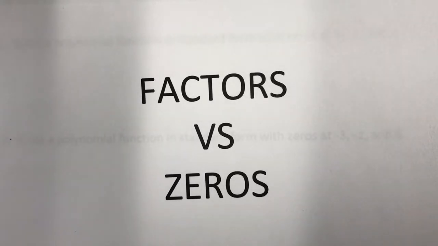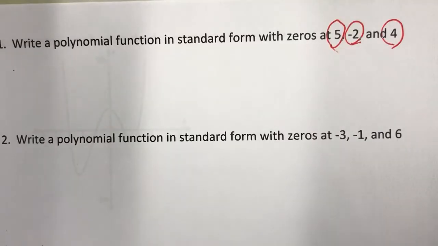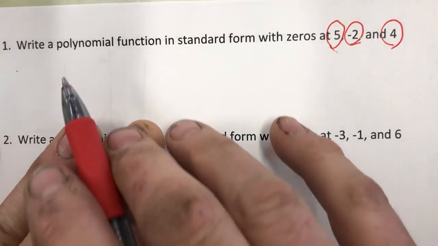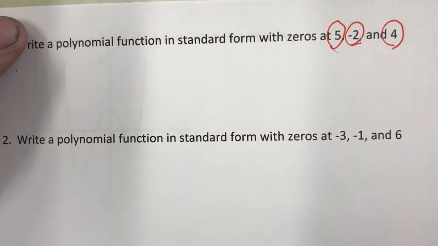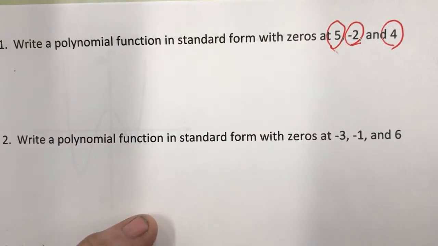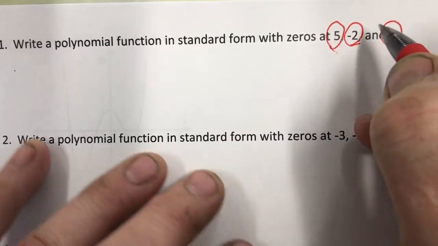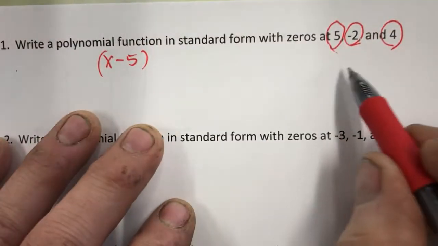All right, we're looking at factors versus zeros today. All right, look at this first one here. Write the polynomial function in standard form with these zeros right here: 5, -2, and 4. Okay, if these are my zeros, then that means x minus 5 is a factor.